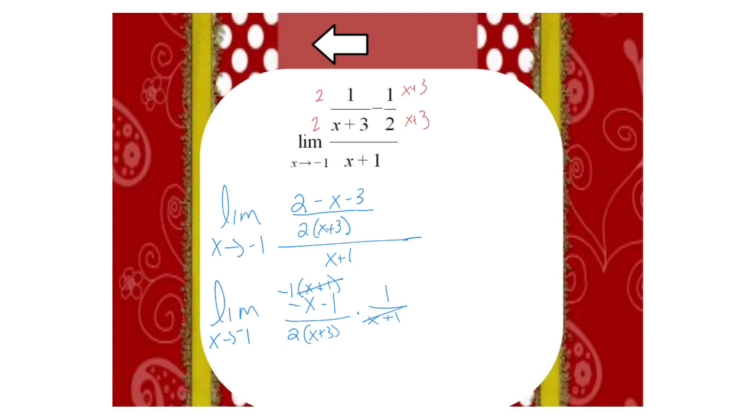Okay, so now I think I'm going to be able to plug in this negative 1 and do my direct substitution. So the only thing that's left in the numerator is going to be this negative 1. But in the denominator, I'm going to have to substitute negative 1 in for x. So that would be negative 1 plus 3. So that's a 2 times a 2. So my answer on this is negative 1/4.